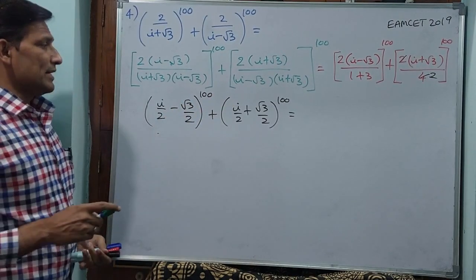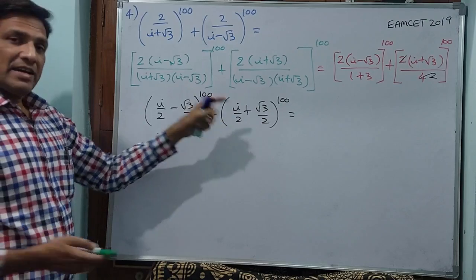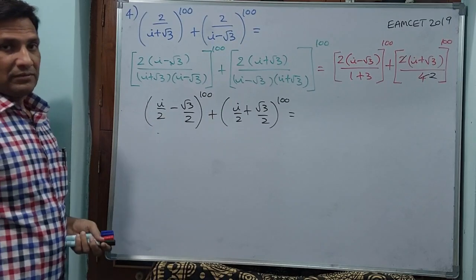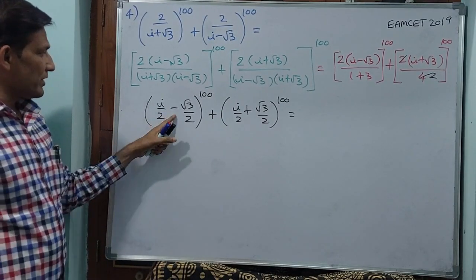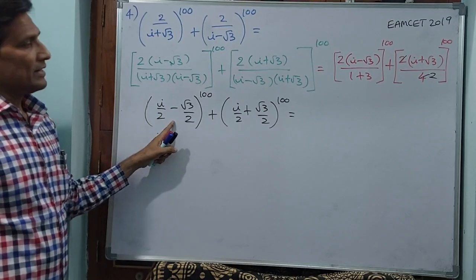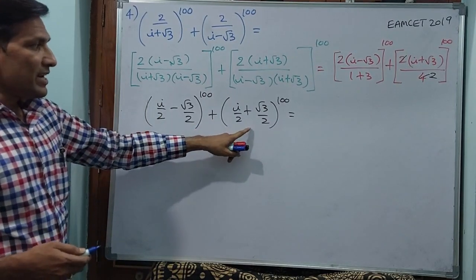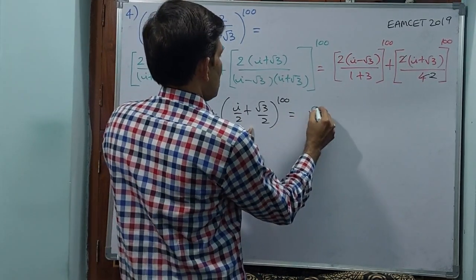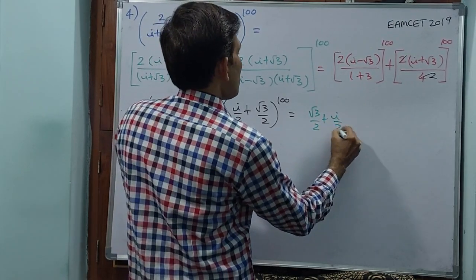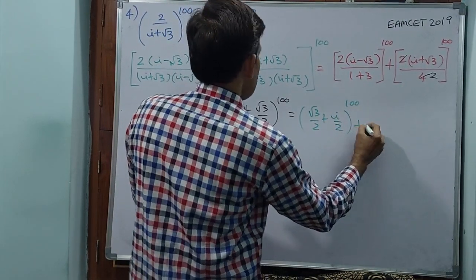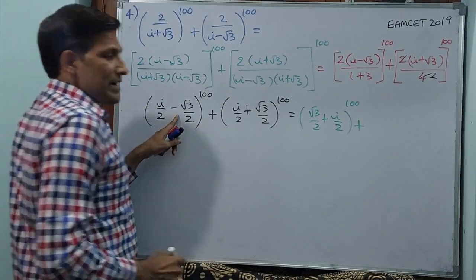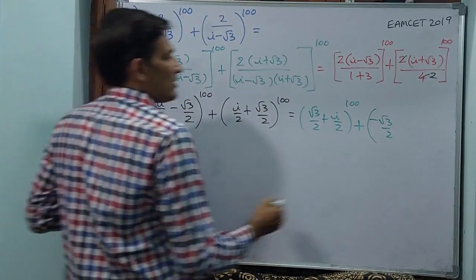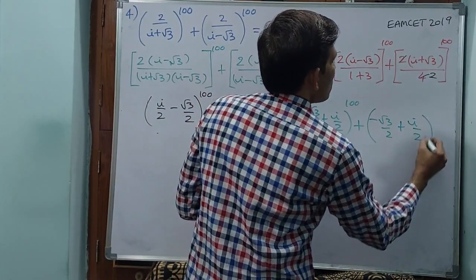Now you do one thing. This is okay since plus is there, you can write √3/2 like that. But here you have to take i common, or else you are not going to get −√3/2 plus i/2. See what I am writing. First rearranging. First I will write this one: (√3/2 + i/2)^100. Second one plus, observe carefully: (−√3/2 + i/2)^100.